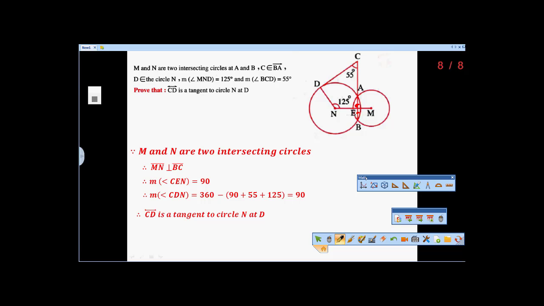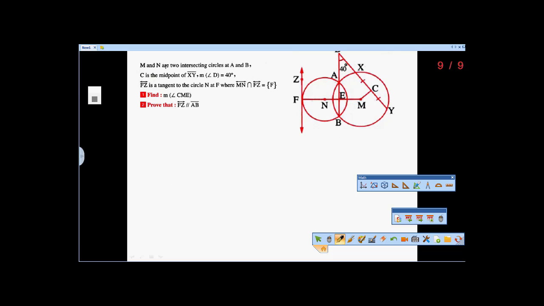We'll move to another exercise. Here, M and N are two intersecting circles at A and B. C is the midpoint of XY, and the measure of angle D is equal to 40. FZ is a tangent to the circle N. MN intersects the straight line FZ at this point F. I want to find the measure of angle CME.